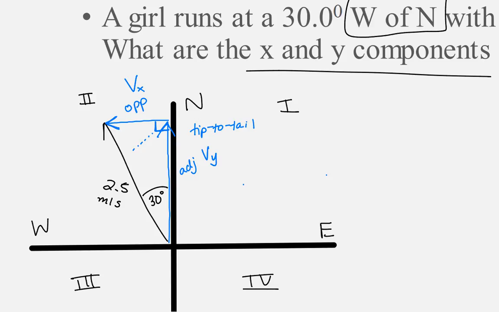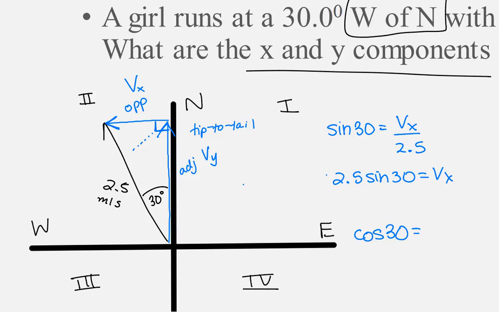Now, which trig relationship will do the Vx in this case? Good. Sine 30 will be opposite Vx over hypotenuse 2.5. Solving for Vx, 2.5 sine 30. You just times by 2.5 on both sides. So similarly, you'll have one for cos. Cos does the adjacent. In this case, the adjacent is the Vy, over the hypotenuse again, and you solve for the Vy.